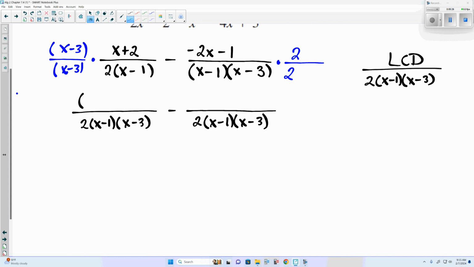Now we are going to multiply the numerator. We're going to write it out first because we'd have x minus 3 times x plus 2. On the other side, we're going to have 2 times negative 2x minus 1.